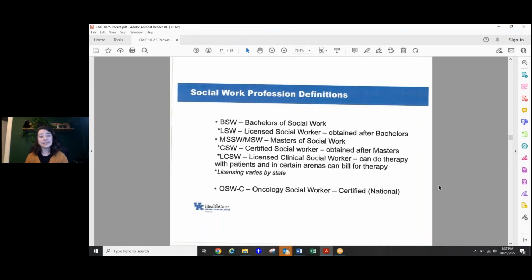And then nationally speaking, there is a certification for an oncology social worker as well, which is something that I'm working toward, and essentially you have to provide evidence showing that you've worked in an oncology setting for at least 3 years, have letters of recommendation, all that good stuff. Next slide.